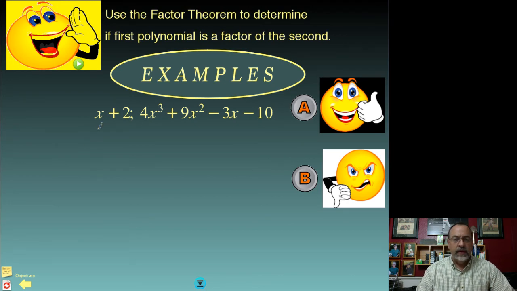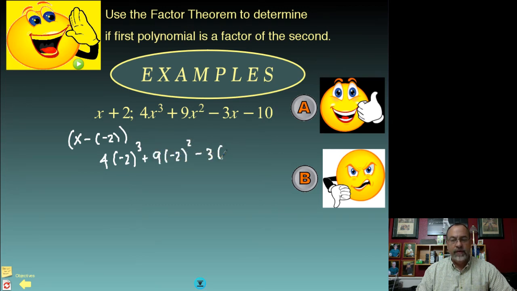In this example, I have a linear expression. Will this be a factor of this? Meaning, when I divide this polynomial by x plus 2, will I get 0? Well, I can determine what the remainder is going to be by doing x minus k, remember it's x minus k. So I'm going to need to take negative 2 and substitute it into the expression, simplify it, and see what number I get. Whatever number I get is going to be my remainder when I do the division problem. So I substitute in negative 2 and simplify.